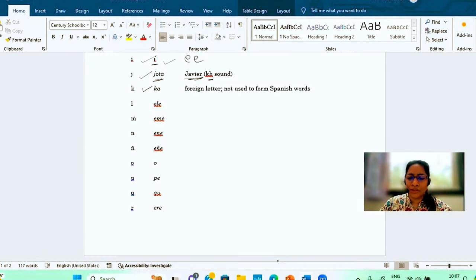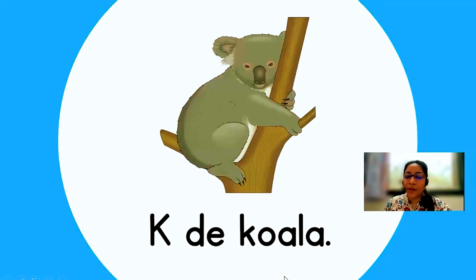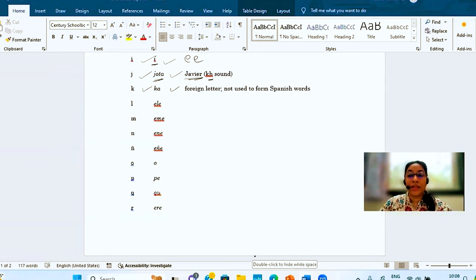K is when you're reciting alphabets, you can just say ka. However, this is a foreign letter, so you're not going to find Spanish words which are formed with this particular letter. But when you're reciting alphabets, you're going to associate the sound ka with the alphabet K. Let's look at one example. This is an English word, koala. Pretty much the same in Spanish because we don't really have any Spanish words starting with K. So in case you see any letter, just pronounce it like we do it in English. Let's look at the next one.